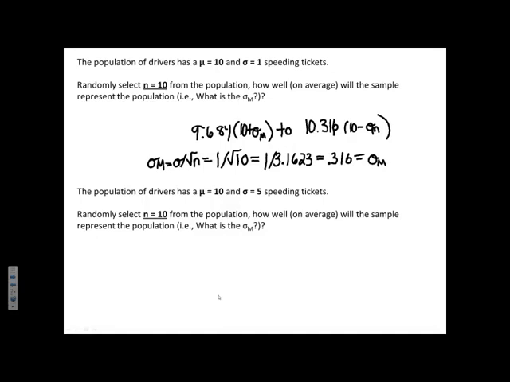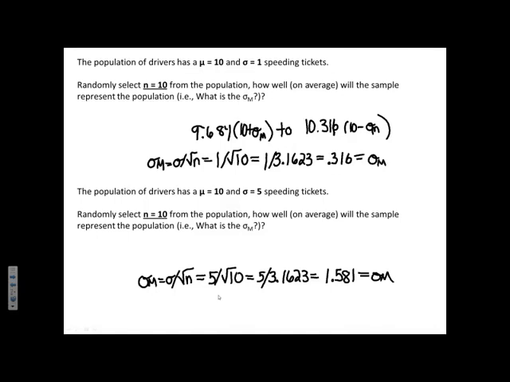So, to calculate our standard error, we're using the same formula. Standard deviation divided by the square root of n. But now our standard deviation is 5. Our sample size is still 10. So we've got 5 divided by the square root of 10. We already know that's 3.1623. And we get a standard error of 1.581.